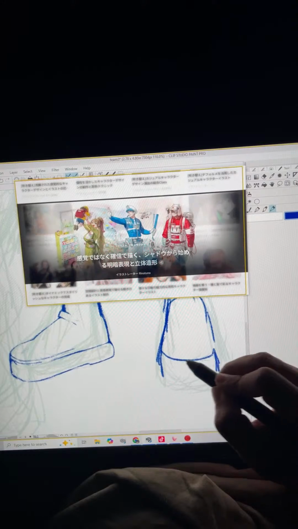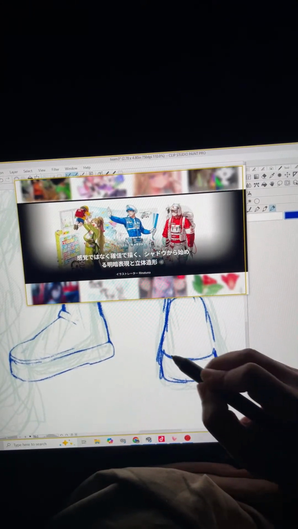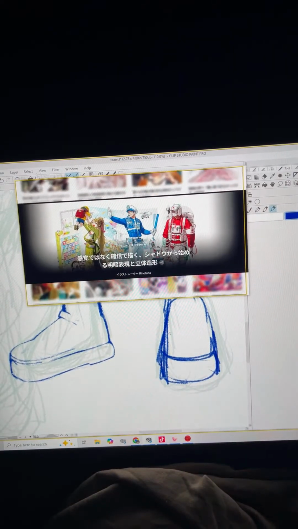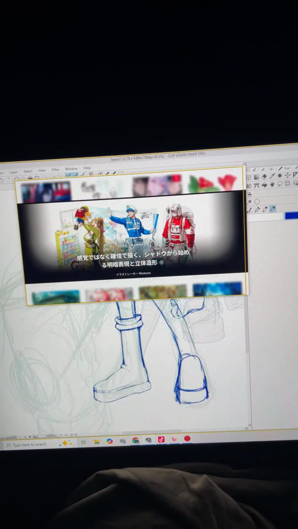So, this time I've shared my impressions of taking Illustrator Rhino's course on light and dark expression and three-dimensional modeling, starting with shadows that you draw with confidence rather than feeling. What did you think?